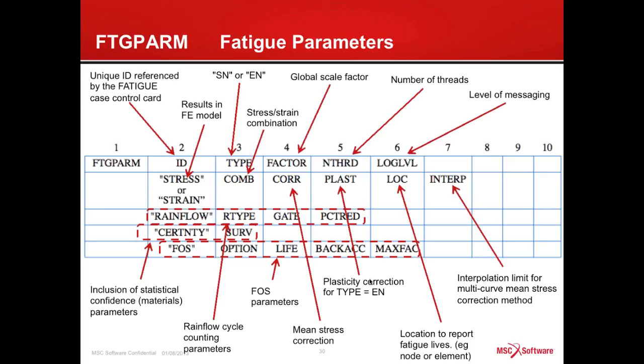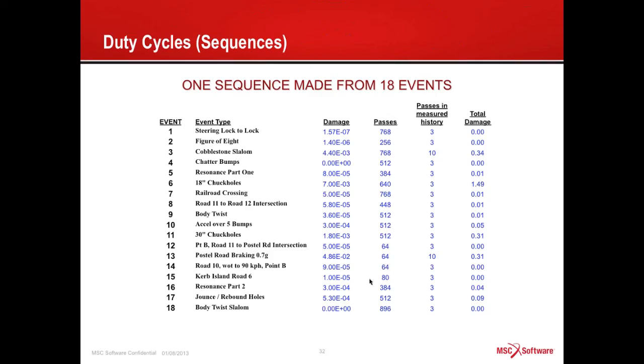So in practical terms, this means, for example, you might want to apply a certain condition like a steering lock to lock for a certain number of seconds. Then cobblestone slalom, which is event 3, for a specific number of seconds, and you want to do these different events one after the other and then add up the damage. So that's possible with the sequence card.